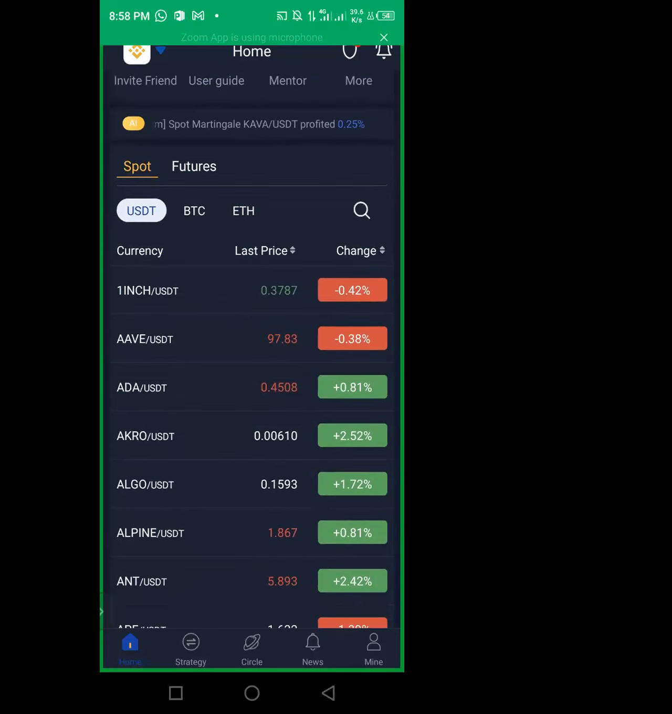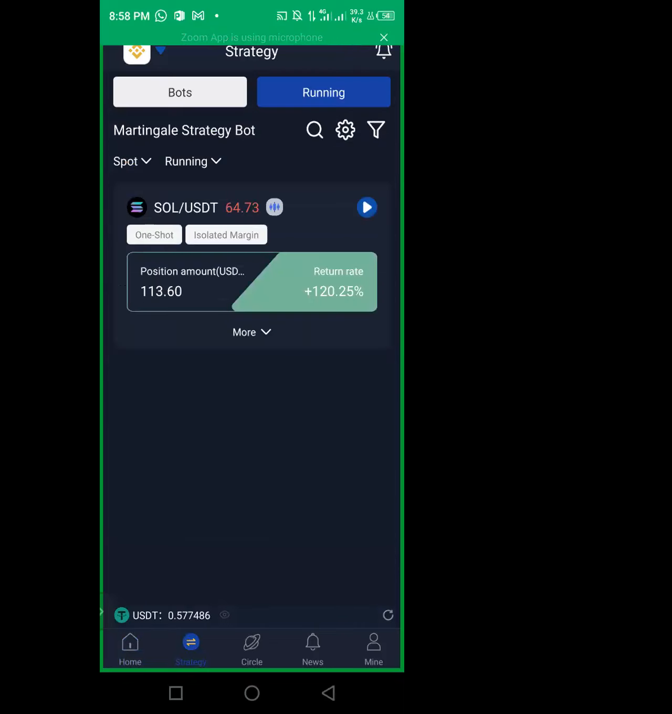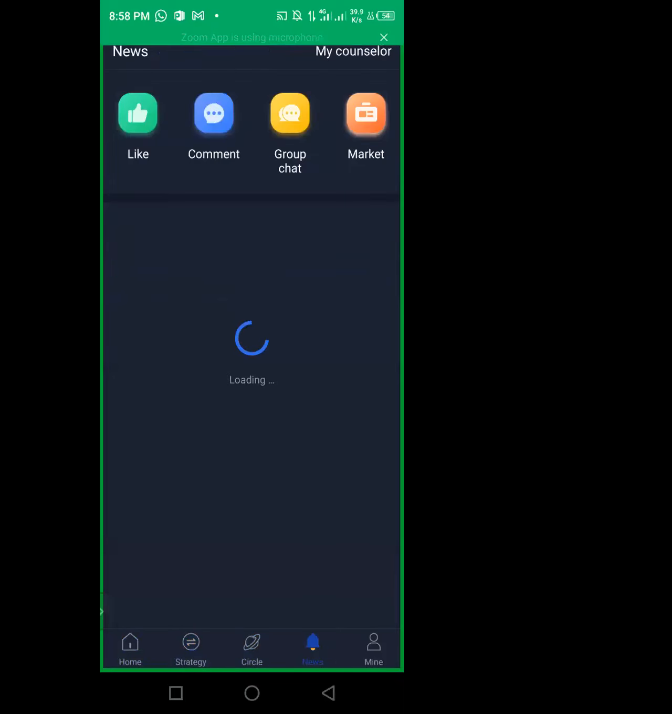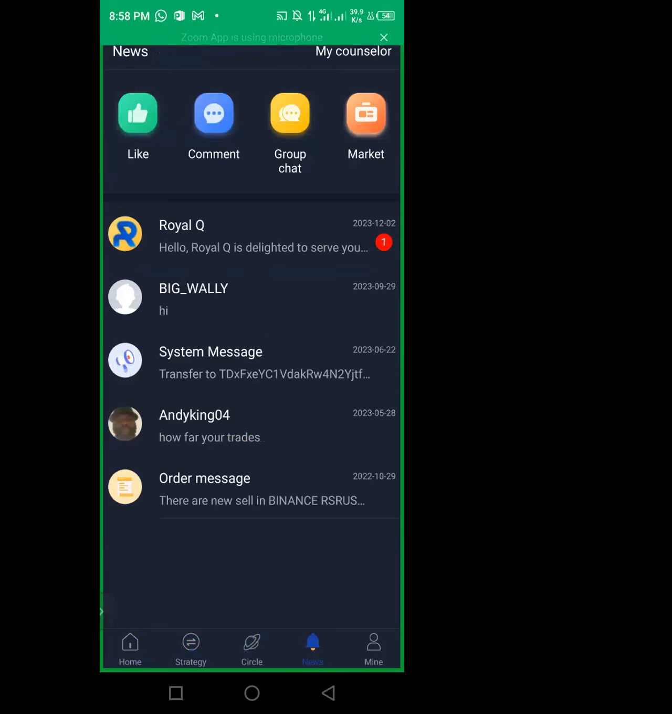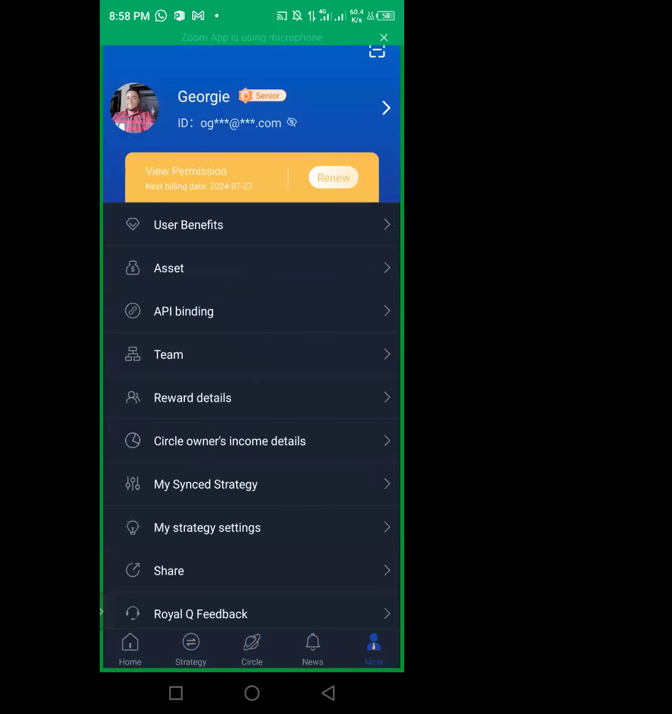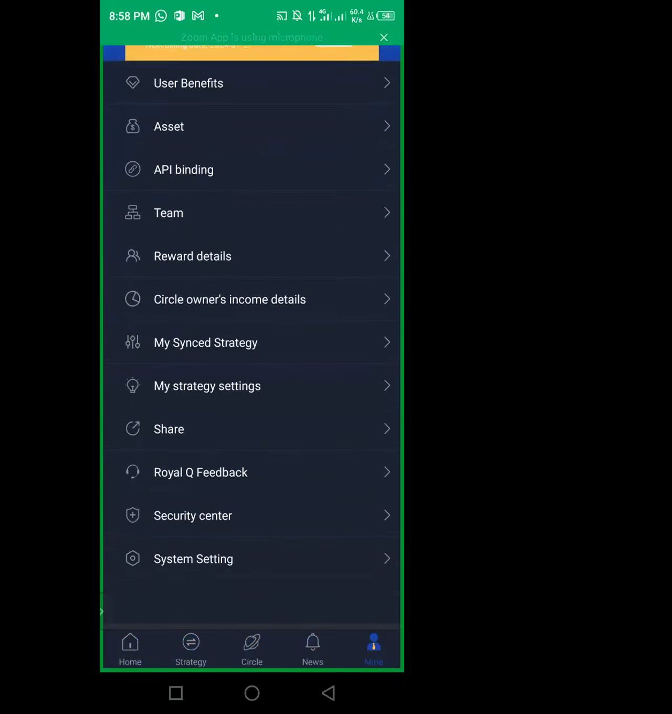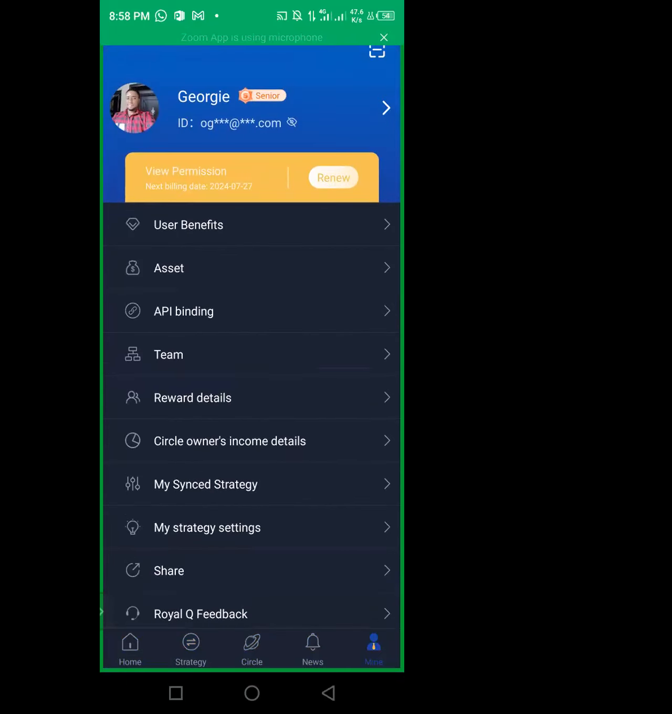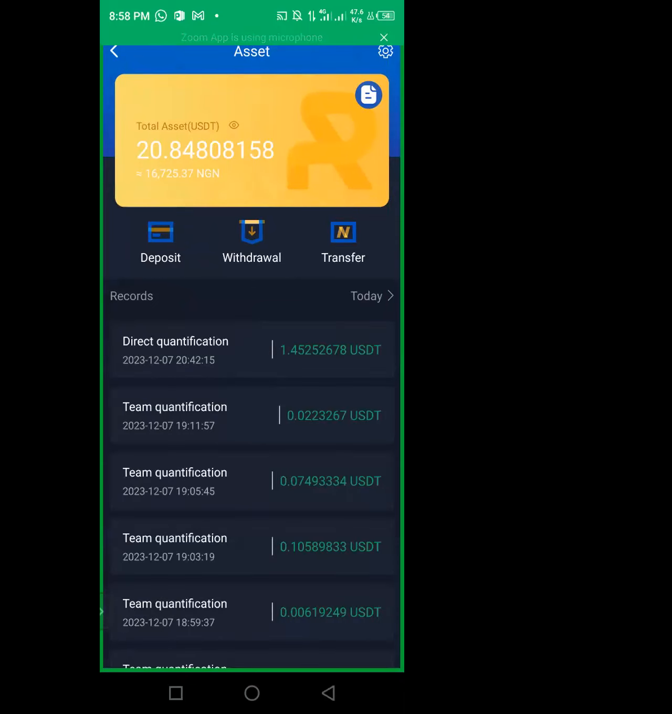Okay, let me explain the down part. We have the home page at the bottom here. We have the home page, we have the strategy page, we have the cycle page, we have the news, and we have the mine. Mine is more of where the settings are, where you see everything. So we have the assets. This is where you see, I've explained this one, this is where you see your gas fees.